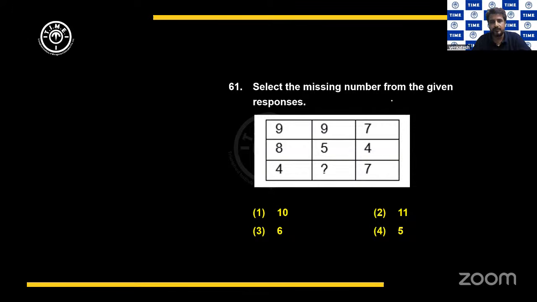Select the missing number from the given responses. So here is the missing one. Either you can check column wise or you can check row wise. Yeah, it is typical logic. I'll tell you. 9 and 7, first and last, row wise. 9 into 7, 63. And sum of the digits of the number 63 is 6 plus 3, 9. That is the middle number.